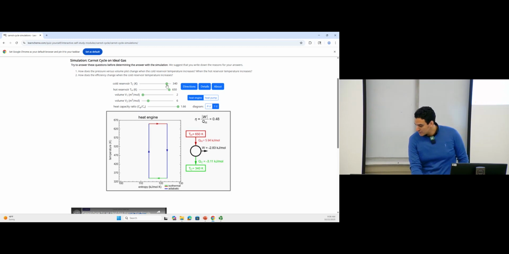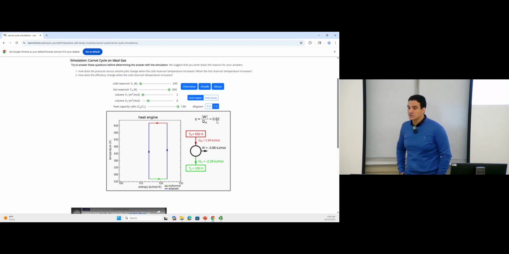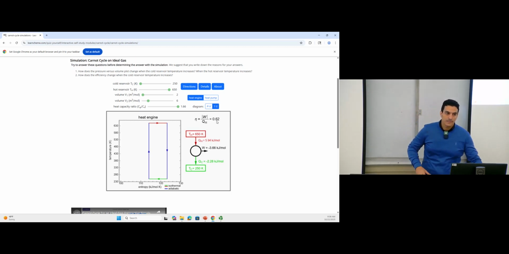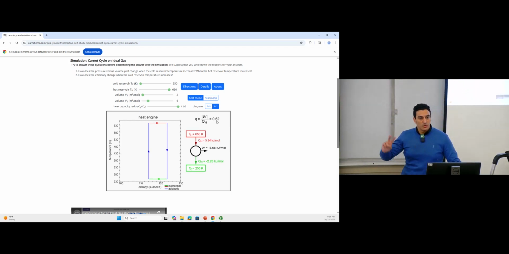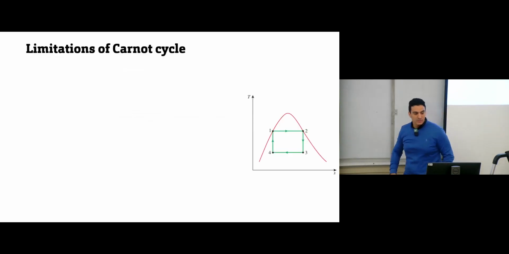So let's see the maximum we can have on this website. If TH is 650 and TL or TC is 250, this is the highest efficiency we can obtain at this condition, 62%. Clear? Okay, so now the efficiency of the Carnot cycle is only a function of these two temperatures. We can increase the efficiency by increasing TH or by decreasing TL. Clear? So the last thing that we will talk about today is the limitation of the Carnot cycle.